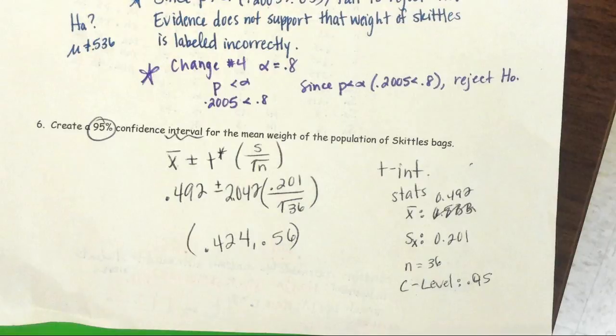We created a 95% confidence interval. It didn't say we had to interpret it, but what was the point if we don't interpret it in some sort of way? What do we find interesting about this confidence interval?